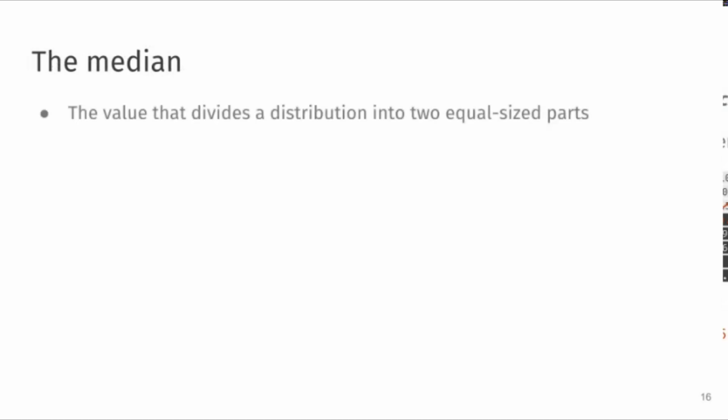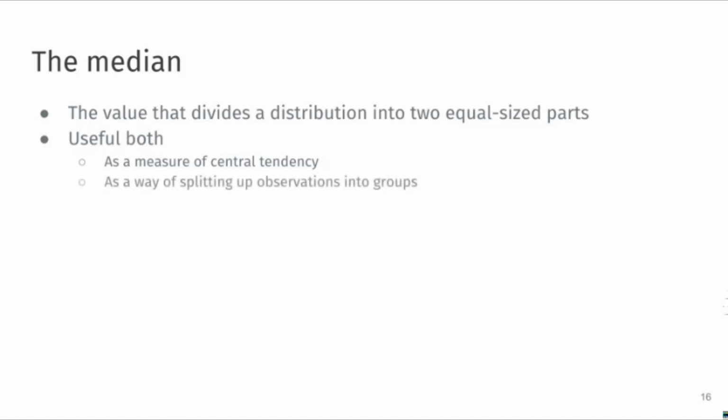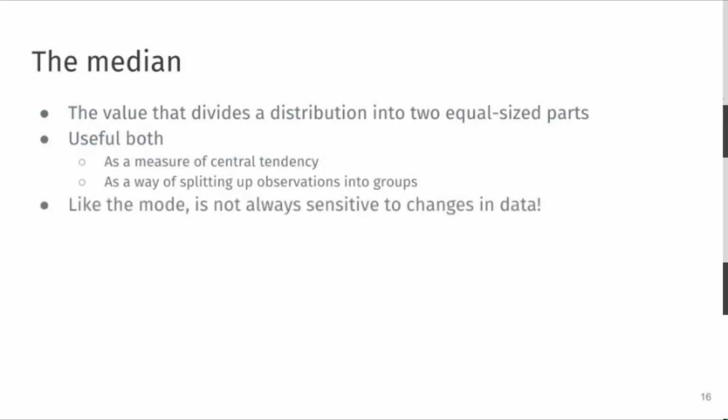So just to review, the median is the value that divides a distribution into two equal-sized parts, and I want to emphasize that it can be useful both as a measure of central tendency, which is our focus now, and, as you could see from this example, as a way of splitting up observations into groups in case you discover that there may in fact be multiple modes to your distribution. So the median is often a good way of splitting up groups of that nature. But like the mode, it's not always sensitive to changes in the data.